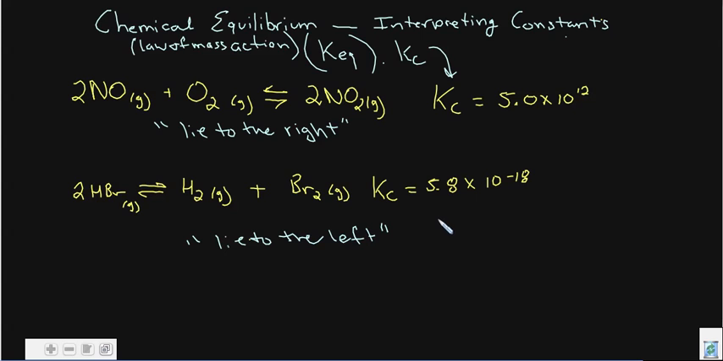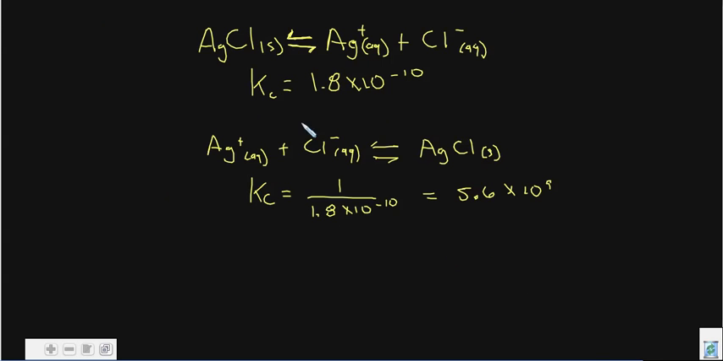Let's look at one more example, following this logic. If you take a look at this problem, we have the same one that we looked at in the last video, and this is AgCl, silver chloride. It's a solid, and it dissociates into an aqueous silver ion and an aqueous chloride ion. The Kc in this case for this reaction is 1.8 times 10 to the negative 10th. And so what does that tell you? It tells you this is a lie to the left reaction. So very little of this is going to dissolve, very little.